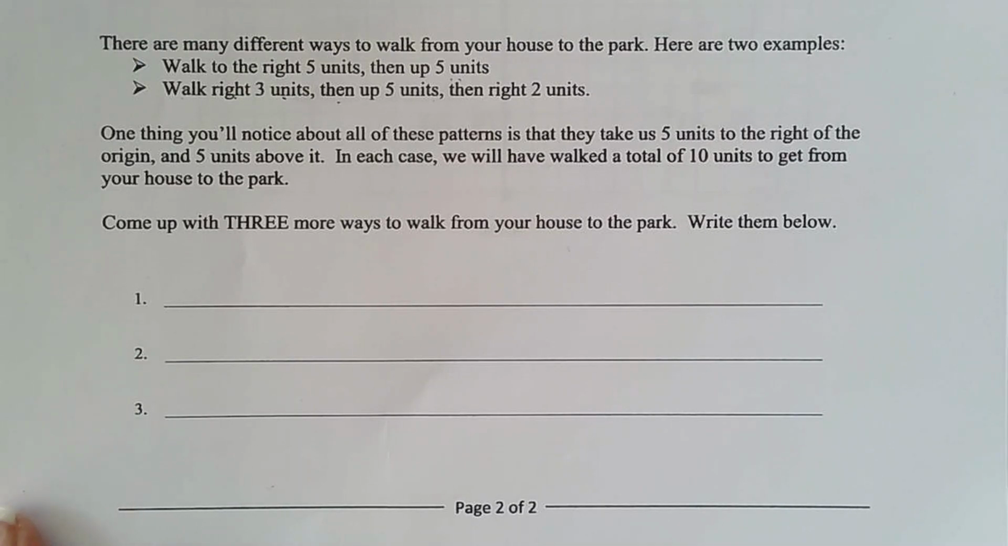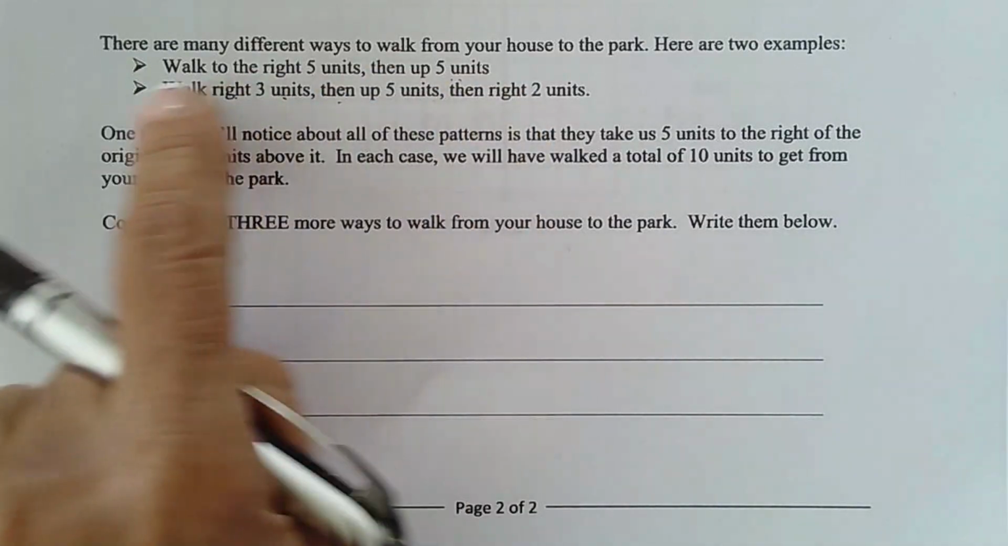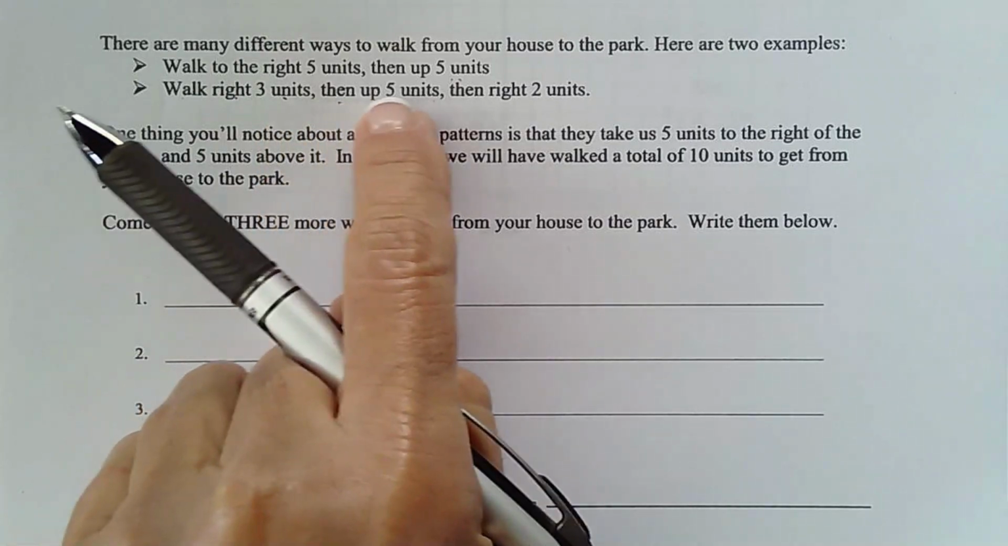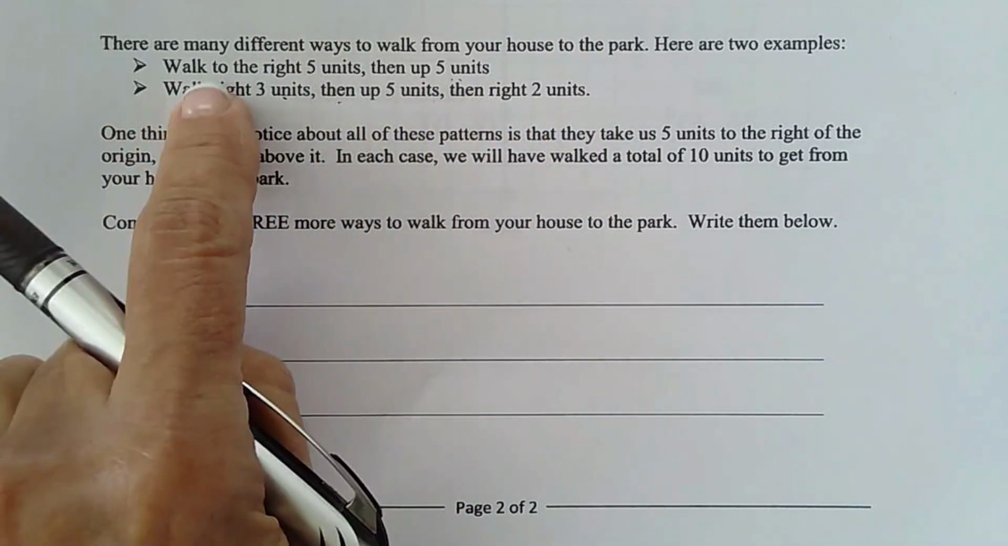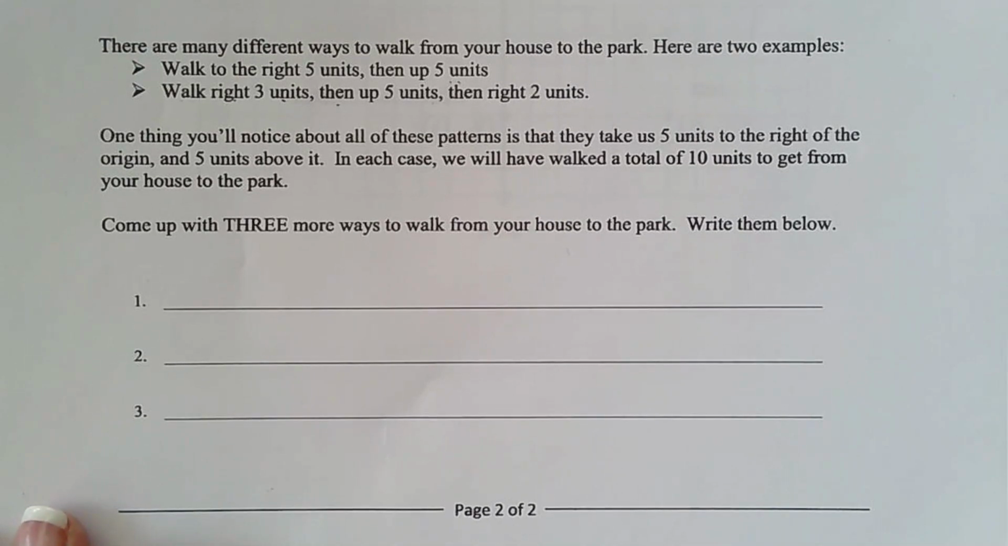Okay, so come back when you have those done and just model them just like this. Walk to the right 5 units, then up. Walk right 3 units, then up 5 units, then right 2. So don't pick these 2. Pick another set of 2. Okay, so when you come back, we'll see how you did.